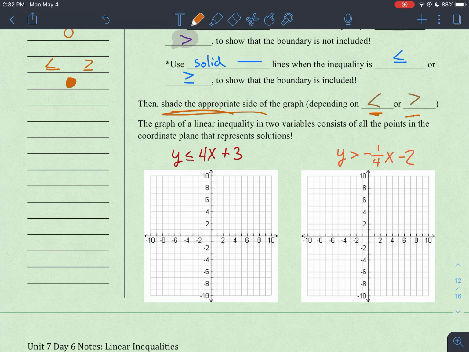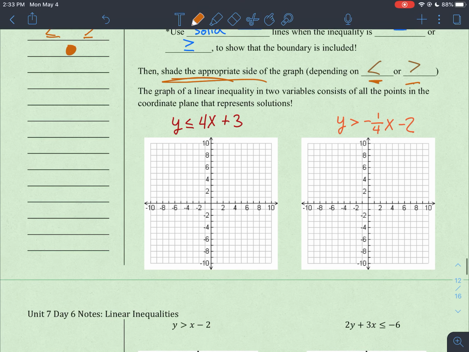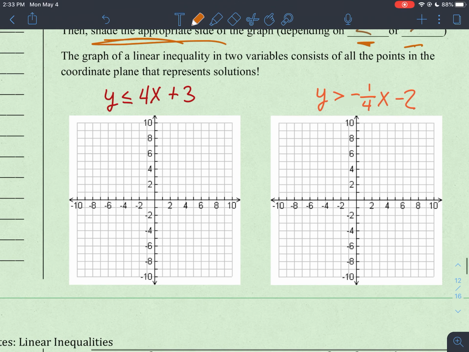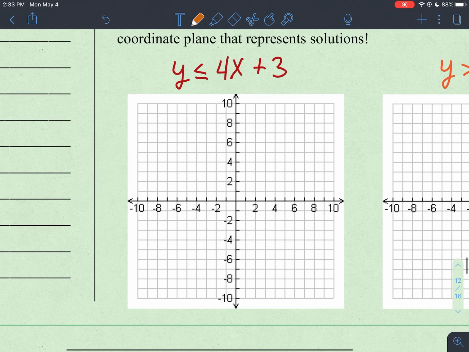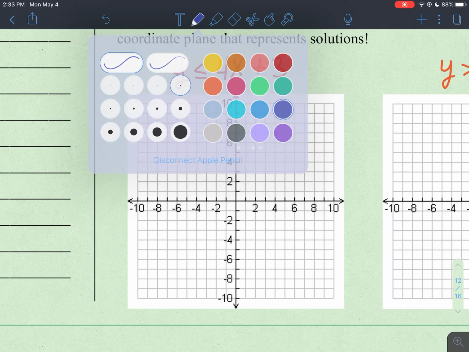So now when it comes to graphing these things, you're going to want to put it in slope-intercept form. And the first couple of examples that we're going to do are in slope-intercept form. That is going to be the easiest way for you to graph these. So now, the graph of a linear inequality in two variables consists of all the points in the coordinate plane that represent the solutions. So if you look at this, we want to graph this line.